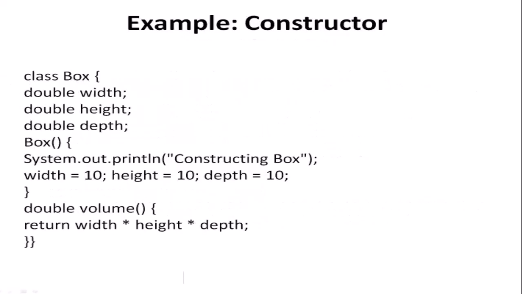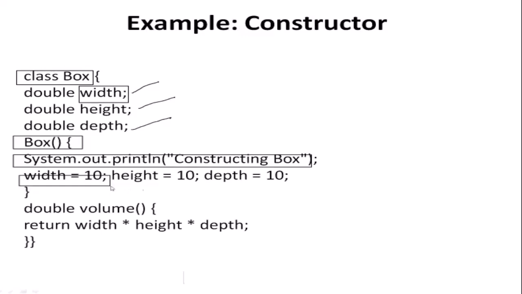Here we have a constructor, and the class name is Box. In Box we have a width, height and depth. Whenever you open the box, Box itself is called a constructor. Here what you are going to do is assign the values. Here we have not assigned any values, like width equal to 10, height equal to 20, depth equal to 30. So we just typed this constructing box: width equal to 10, height equal to 10 and depth equal to 10. This is what we have assigned.